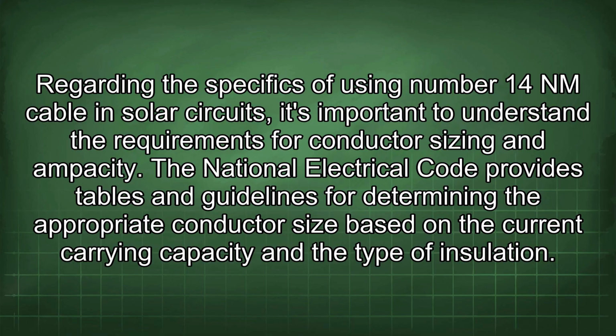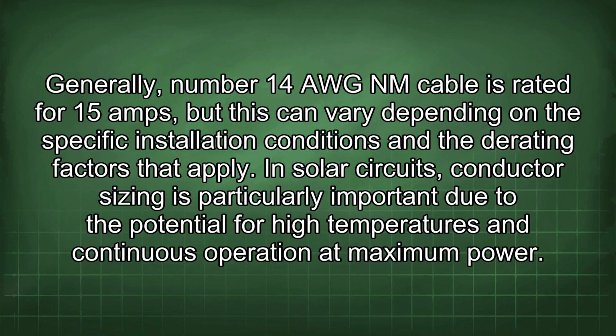The National Electrical Code provides tables and guidelines for determining the appropriate conductor size based on the current carrying capacity and the type of insulation. Generally, number 14 AWG NM cable is rated for 15 amps, but this can vary depending on the specific installation conditions and the derating factors that apply.